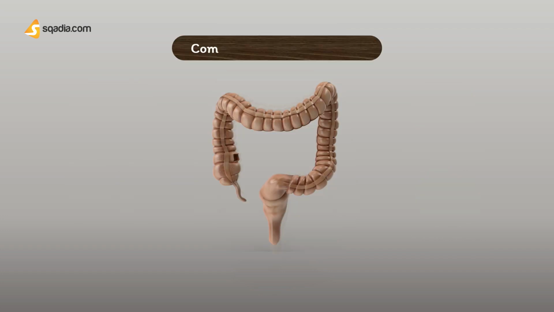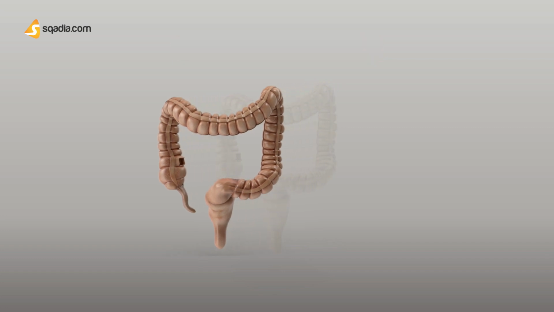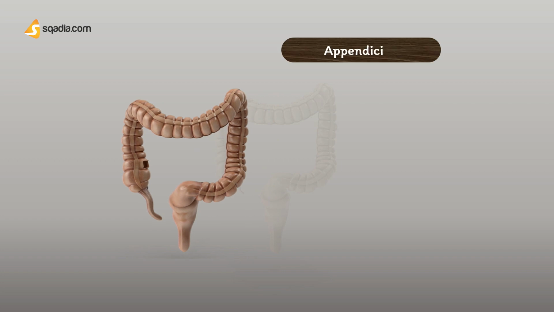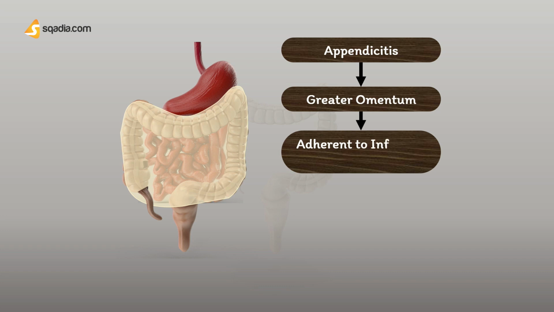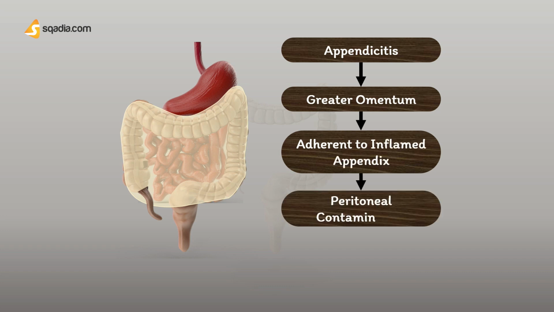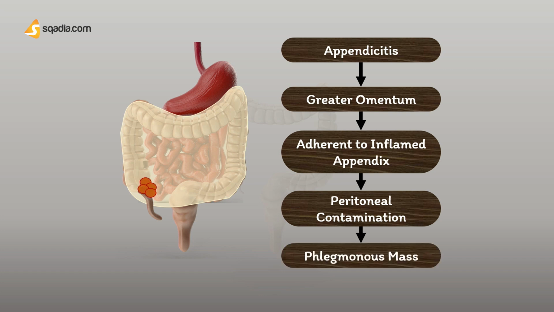So an appendicular mass or a peri-appendicular phlegmon is basically a complication of appendicitis. So once appendicitis occurs, it can cause the greater omentum and loops of the small bowel to become adherent to the inflamed or perforated appendix. And essentially this is to wall off the spread of peritoneal contamination, but it can then result in this phlegmonous mass in the right iliac fossa.